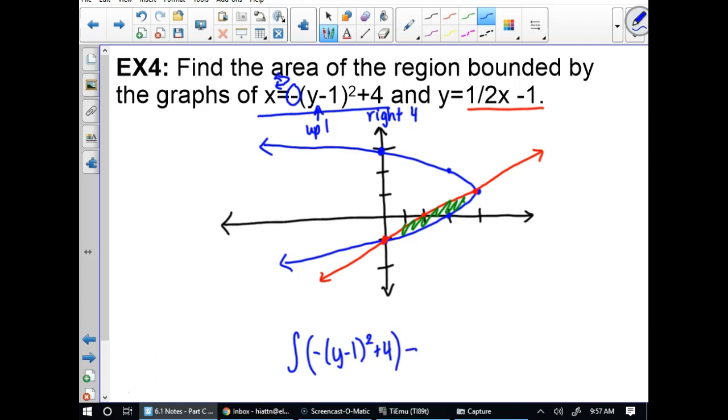And then the red, it'd have to be solved for y first. You'd have to add 1, y plus 1 equals 1/2 x, multiplied by 2. So you'd get 2 times y plus 1 there, dy. And what would the limits be? From what to what? Perfect. Negative 1 to 1, because your y coordinate is negative 1 here. Your y coordinate is positive 1 here.